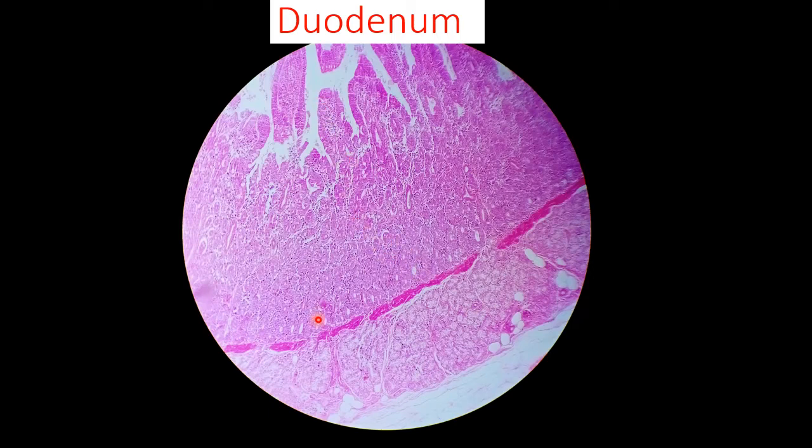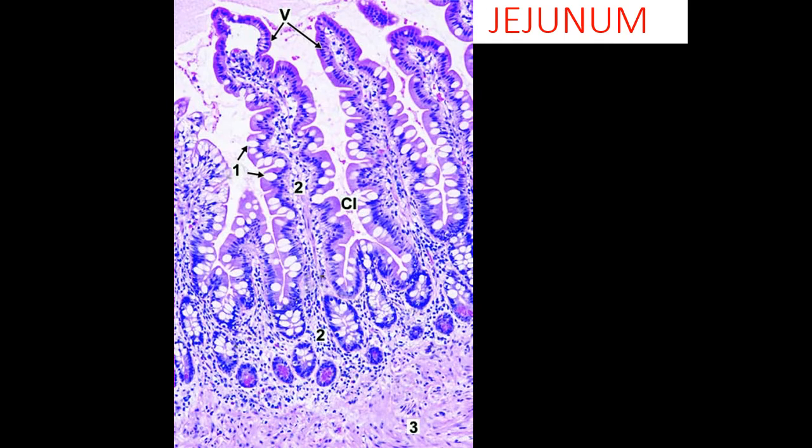So intestinal glands can be seen in the duodenum. So these are the identification points you have, and these are the Brunner glands. You have to search for it. So whenever you find some glands in the submucosa and the villi can be seen, that is nothing but the duodenum.